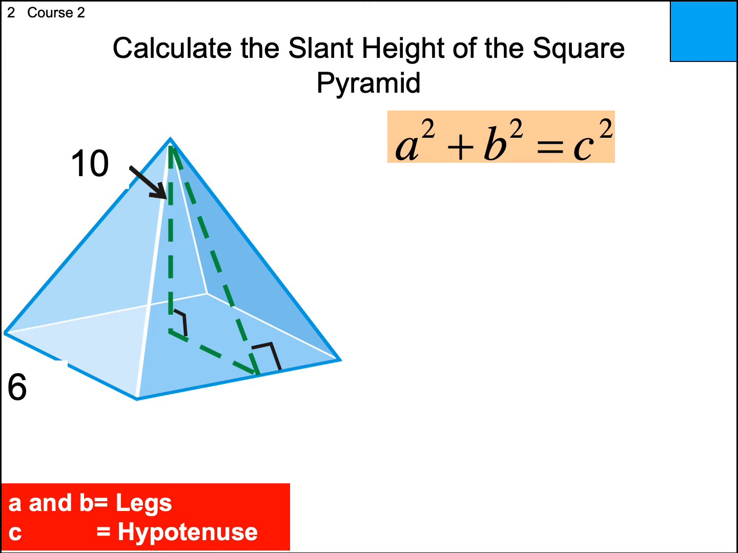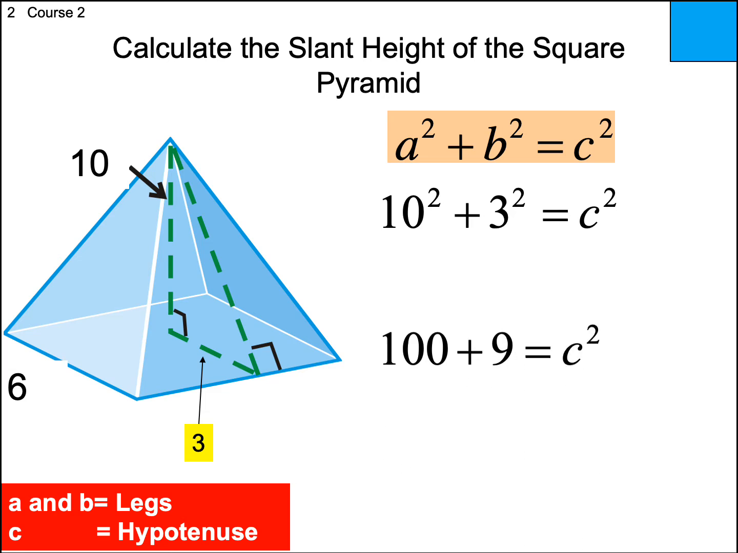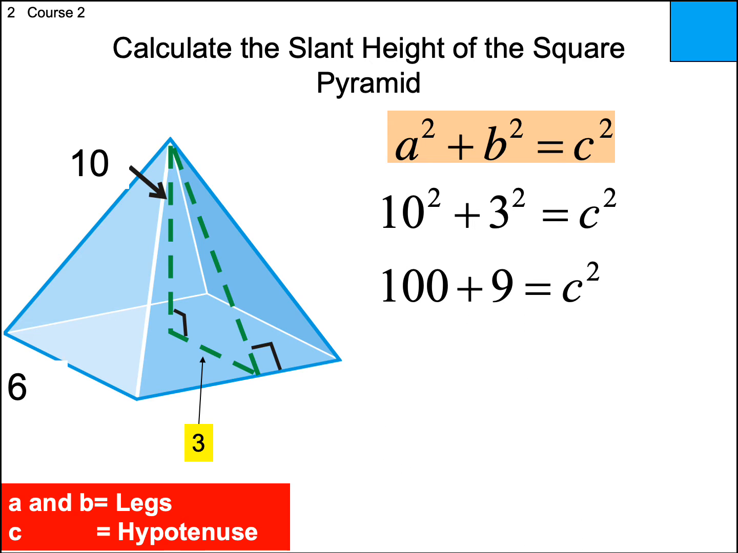Now, check it out. It's a square pyramid, so that means that one side is 6, so half of that would be 3, so that particular portion would be 3. And it looks like the height of the pyramid is 10. So A is 10, B is 3. To calculate the slant height, we need the square of whatever the C value is. So let's see if we can calculate that. This one's pretty easy. 10 squared is 100. 3 squared is not 6, it's 9. And 100 plus 9 is 109. We take the square root of both sides.